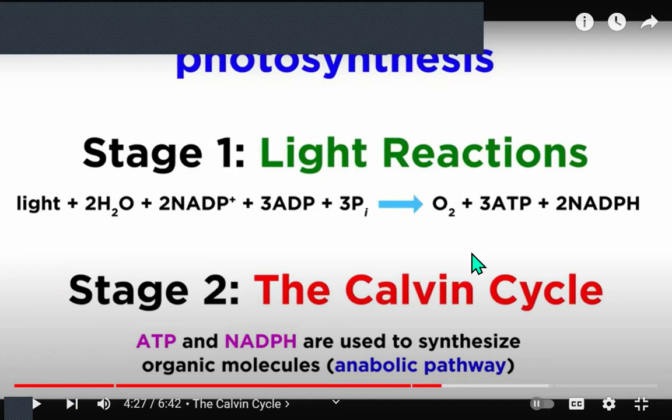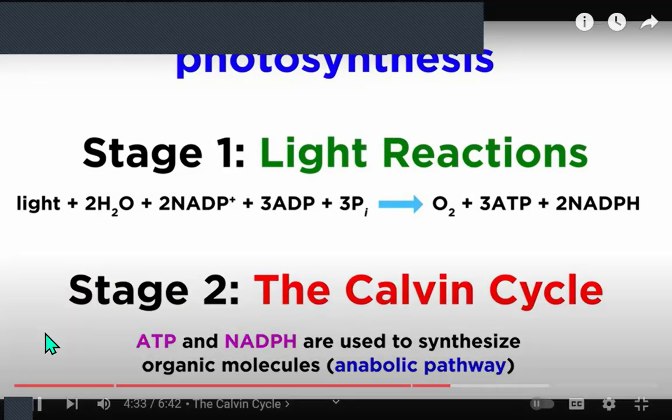ATP and NADPH are then used in the Calvin cycle. Okay, they are needed in the dark reaction where there is no more light. They would need this as a source of energy to do the Calvin cycle. What is made in the Calvin cycle? It occurs in the stroma. This is where all the synthesis occurs.